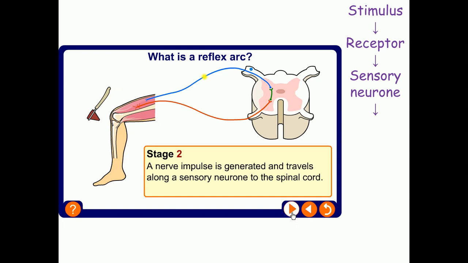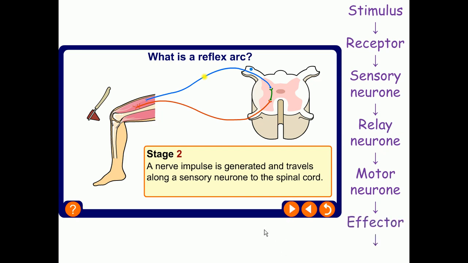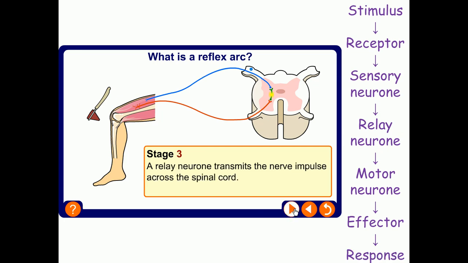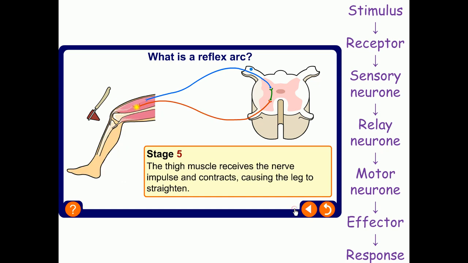It reaches the CNS. In this case, it will be the spinal cord, so it can bypass the brain. And then you have to transmit that electrical impulse from the sensory neuron to the motor neuron through the relay neuron, so from one part of the spinal cord or CNS to another. And then the motor neuron transmits the electrical impulse to the effector, which is either a muscle or an endocrine gland. In this case, it is the thigh muscle. And then the muscle is involved in the response. In this case, the response is to contract the muscle, causing the leg to straighten.